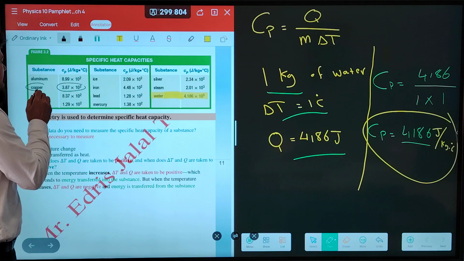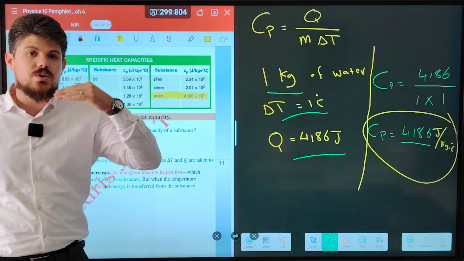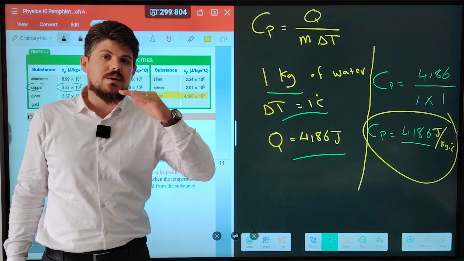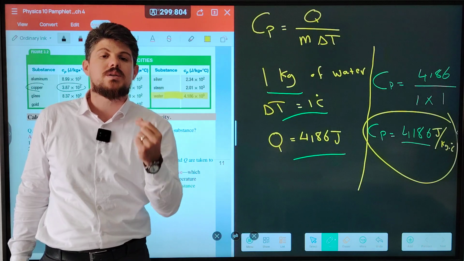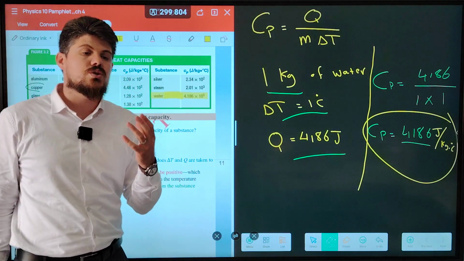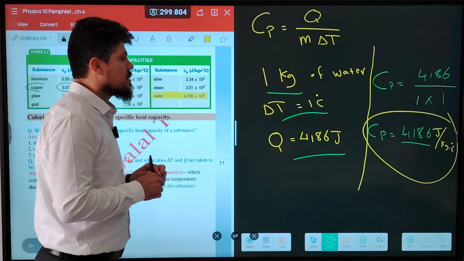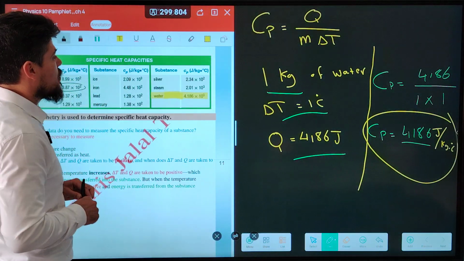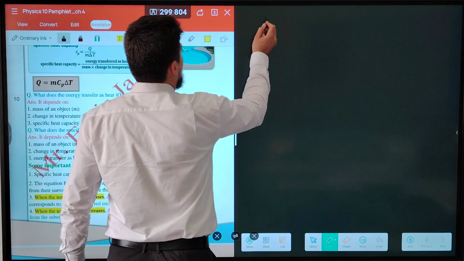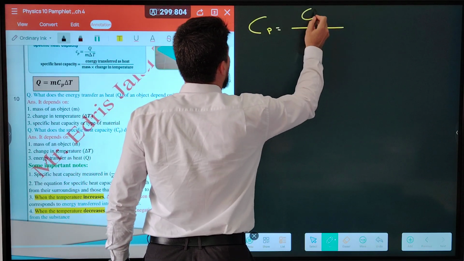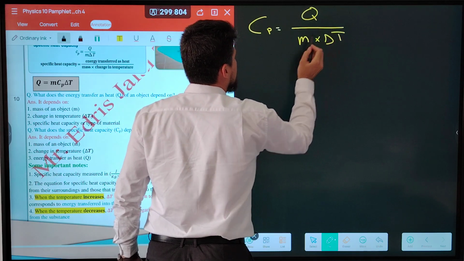It means that if we have 1 kilogram of copper and increase the temperature from like 25 Celsius to 26 Celsius, by 1 Celsius, how much energy is required? 387 joules are required to increase the temperature of 1 kilogram of copper. Specific heat capacity Cp is equal to Q, the amount of energy, per mass times delta T.